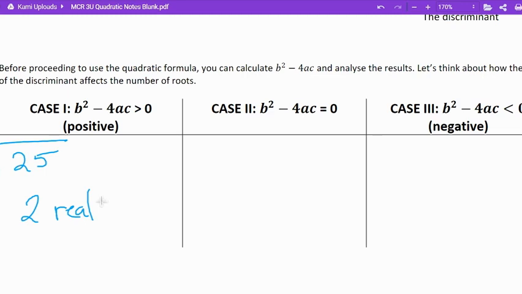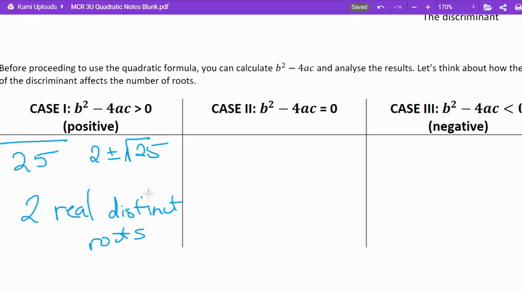So let's think. If I have an actual number, it's like I'd go 2 plus or minus root 25. Will I have two different ones or one identical? Two different. I will have two different ones because I'm going to have 2 plus 5, 2 minus 5. So real and distinct roots.